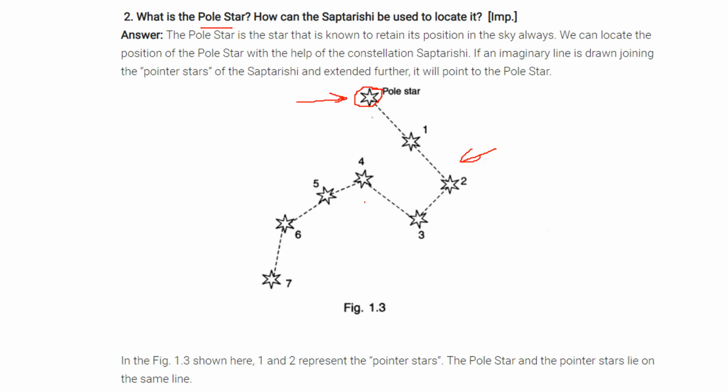See, there are 7 stars, 1, 2, 3, 4, 5, 6, 7. That is why Saptarishi. Sapt means 7. So if we draw an imaginary line joining the pointer stars, that is 1 and 2, and then extend it further, it will point to the pole star. So here 1 and 2 represent the pointer stars, and the pole star and the pointer stars lie on the same line.